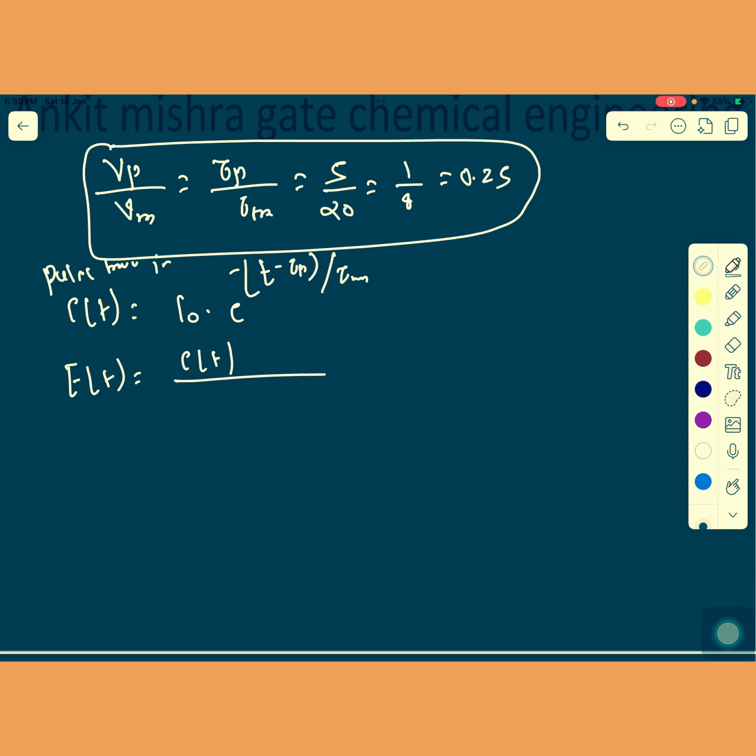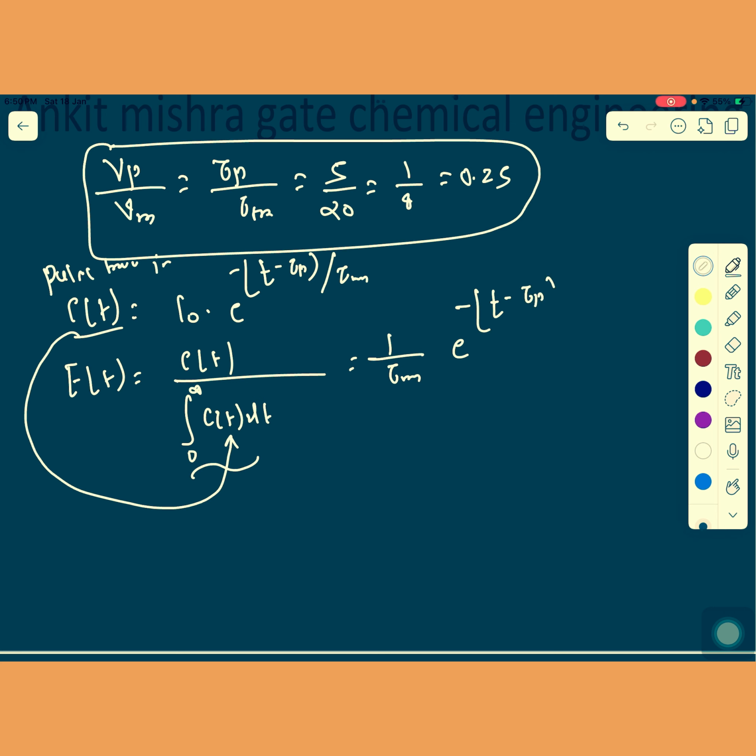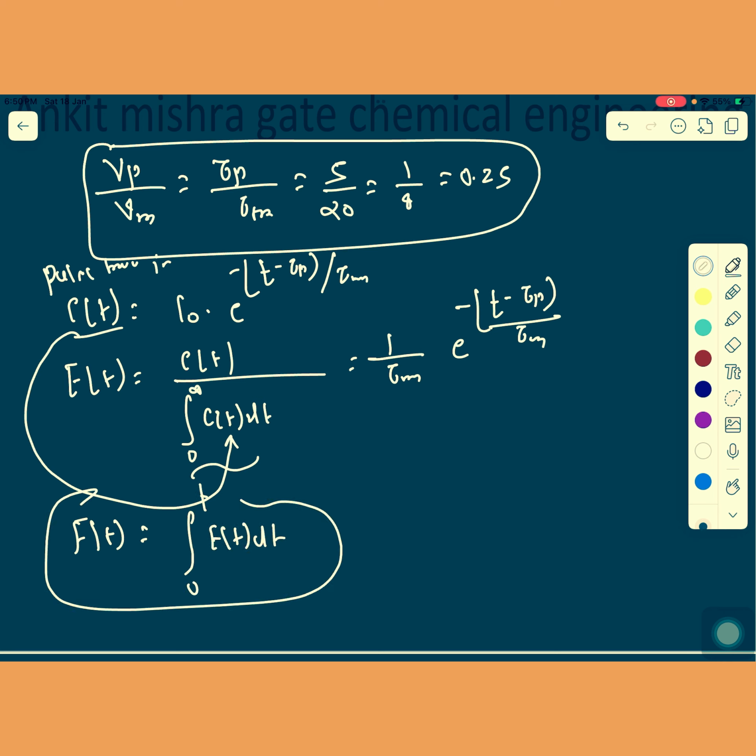E(t) is C(t) divided by the integral from 0 to infinity of C(t) dt. Once you do the integration and substitute these things, you will directly get 1 upon tau m times e to the power minus (t minus tau p) divided by tau m, something like that. Again, you can also calculate what is F(t). F(t) is equal to the integral from 0 to t of E(t) dt. So any kind of thing can be asked.